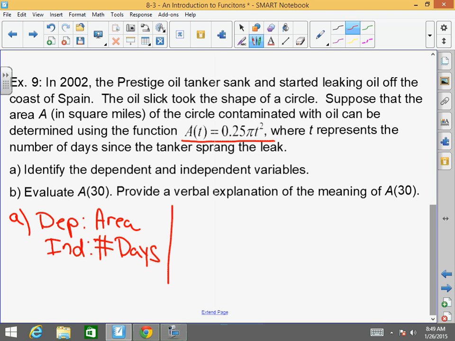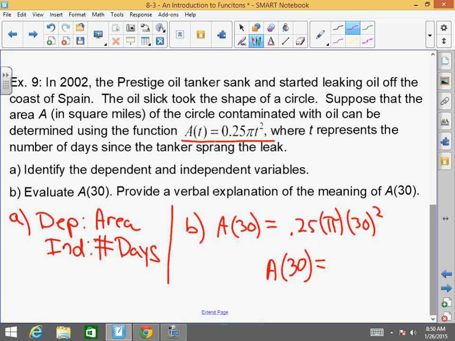And then B, this is where calculators are great. I want to find A of 30. What am I replacing t with? 30. I'm saying how large of an area are we going to have after 30 days. So we've got 0.25 times pi times 30 squared. This is what you would put in a calculator. Okay, this is where calculators are good. 900 times 0.25 times pi, or 3.14, gives me an area. So after 30 days, my area is 706.5 square miles.